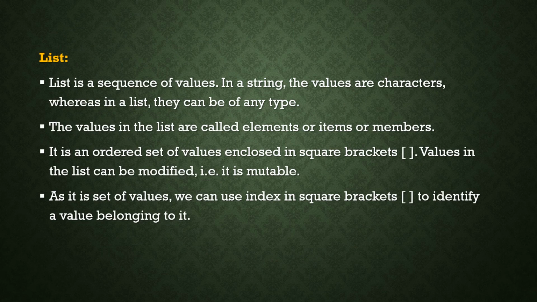Okay, these are about list. List is mutable, list is a sequence of values, and it may have elements of any type. The values in the list are called elements, items or members, and it is an ordered set of values enclosed in square brackets. Values in the list can be modified. It is mutable, that means we can change. As it is a set of values, we can use an index in square brackets to identify a value belonging to it.